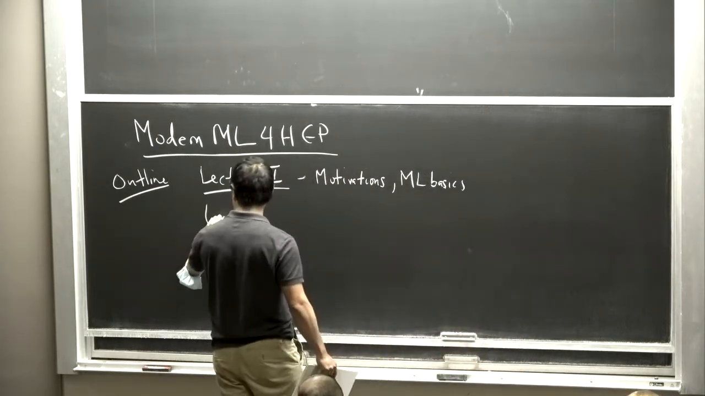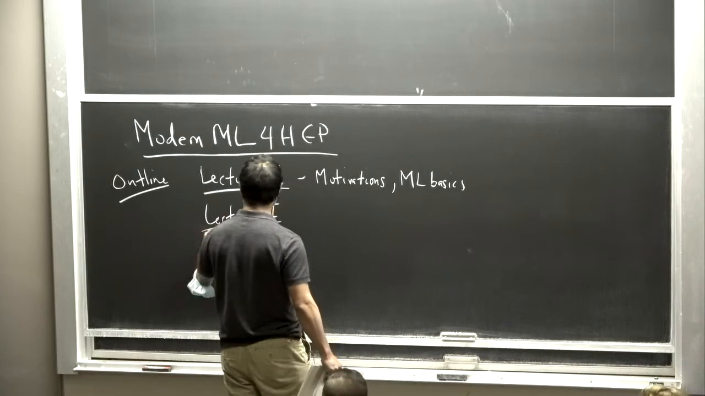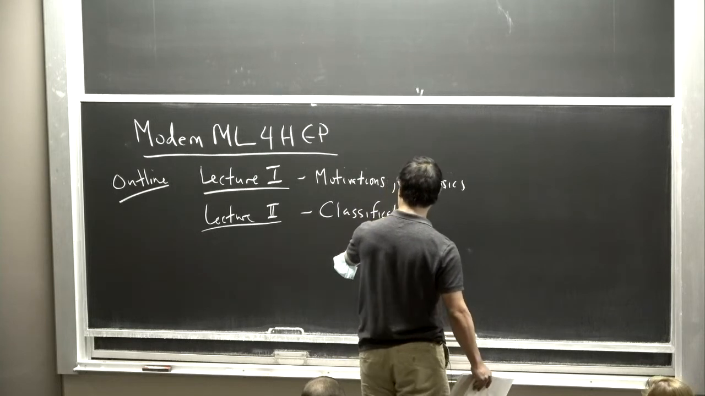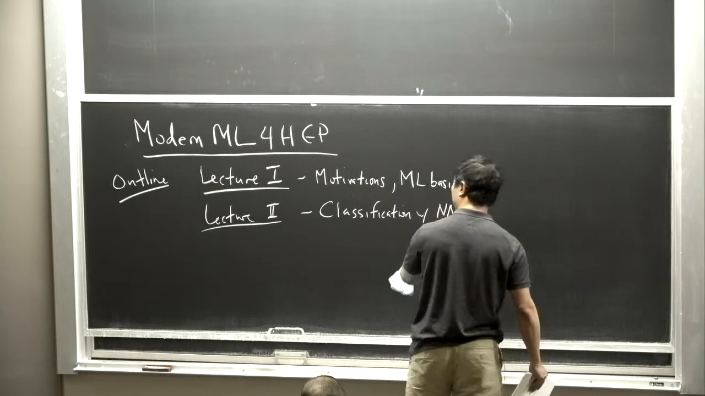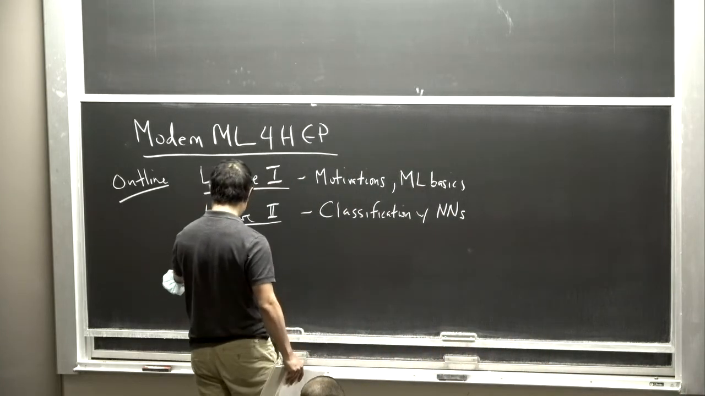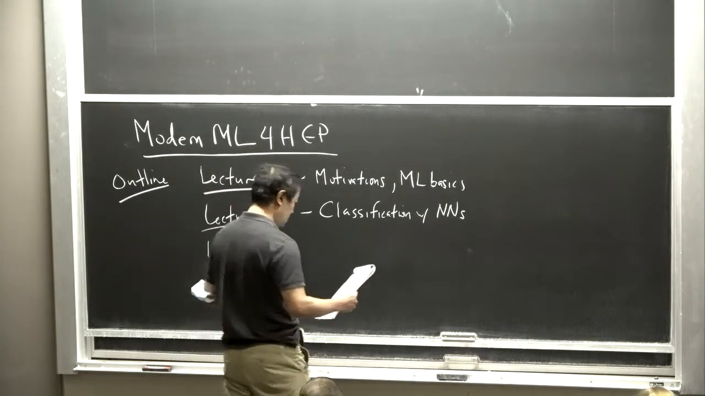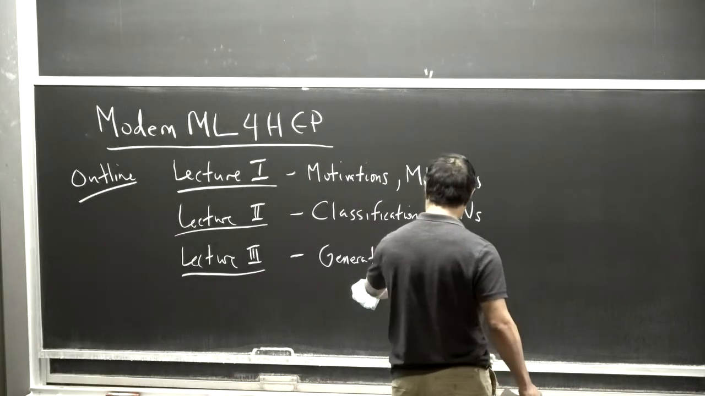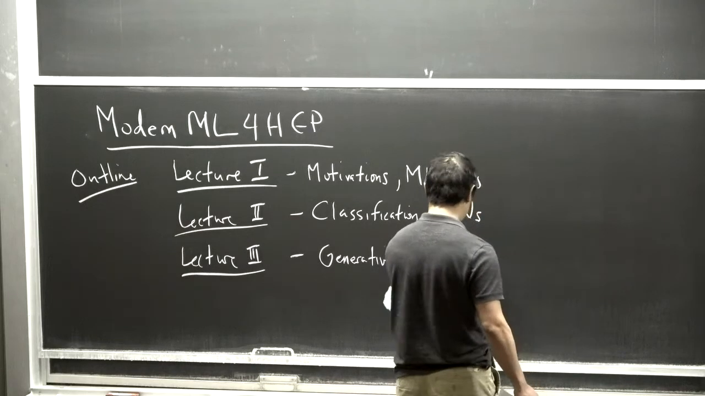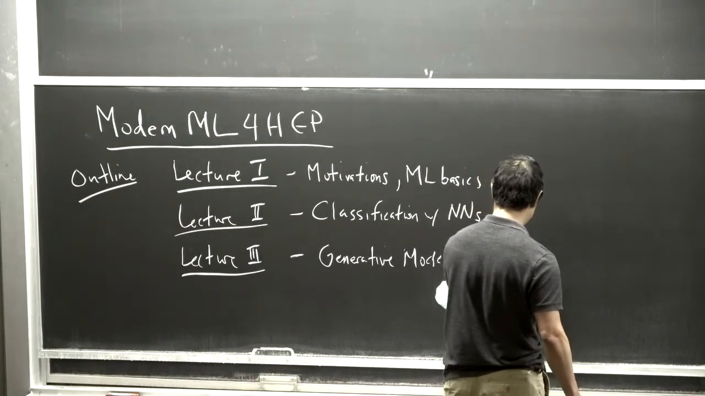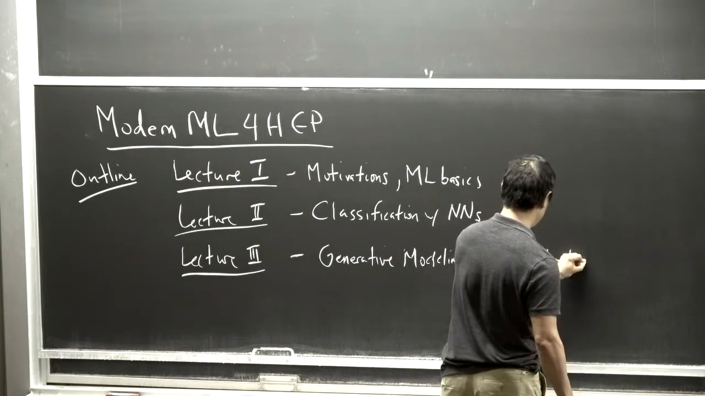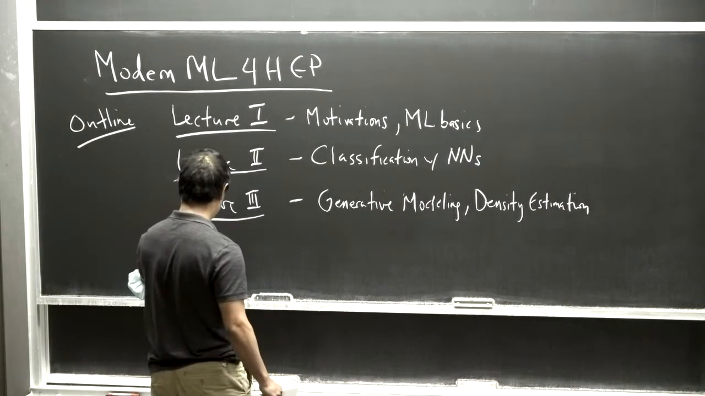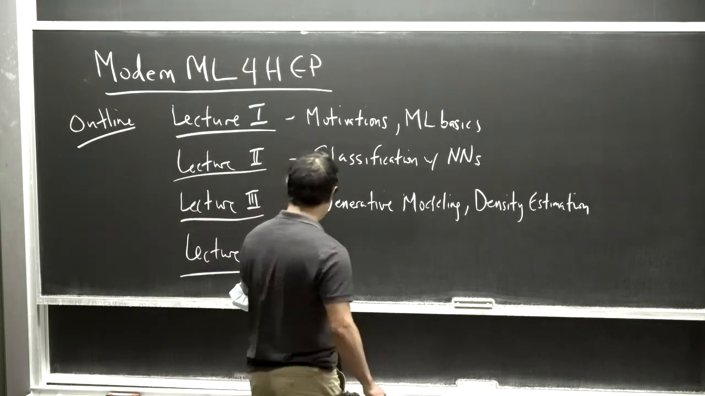Then lecture two, we're going to talk about classification with neural networks. Lecture three, generative modeling and density estimation. And finally, lecture four is going to be about anomaly detection.